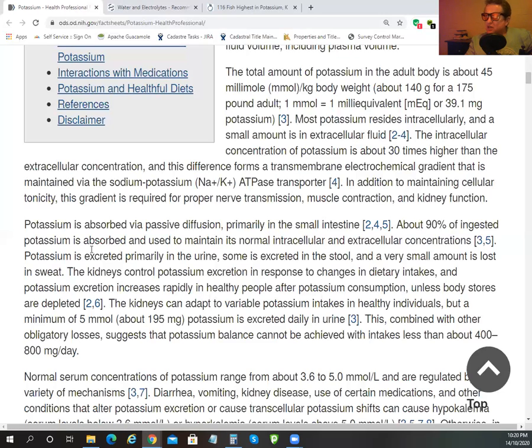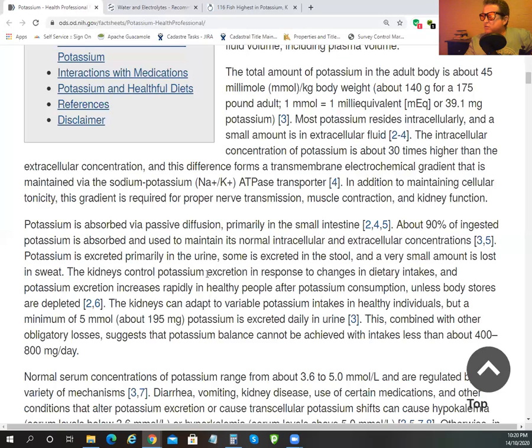Okay, about 90% is ingested, as I said earlier. Potassium is excreted primarily in the urine, and some is excreted in stool, and a very small amount is lost in sweat. So we need to remember that. So anybody that tells you that only sodium gets excreted in the sweat in large amounts, that's not right. It's one way of getting rid of it.